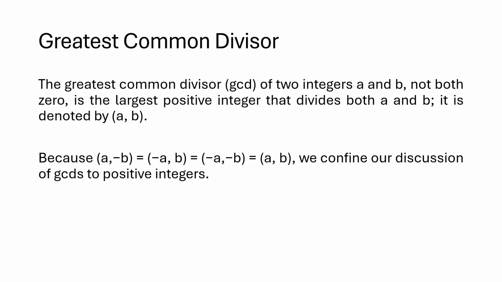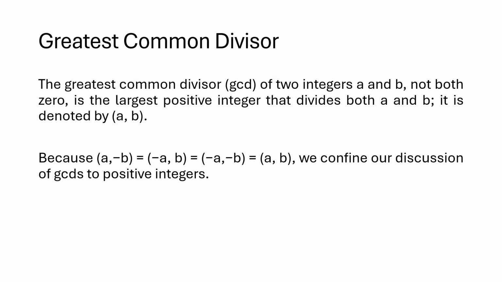So we have here that the greatest common divisor, or the GCD, of two integers a and b, not both zero, is the largest positive integer that divides both a and b. That is denoted by (a, b). For example, if we are going to get the GCD of 12 and 18, the answer is 6, because 6 is the greatest integer that can divide 12 and 18, which is a natural number.